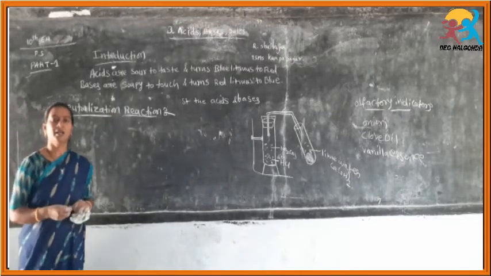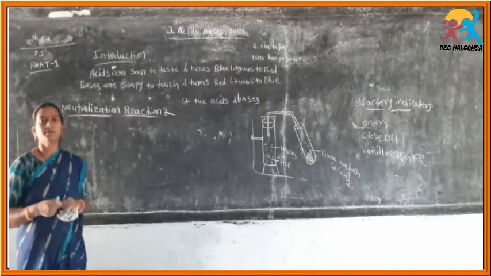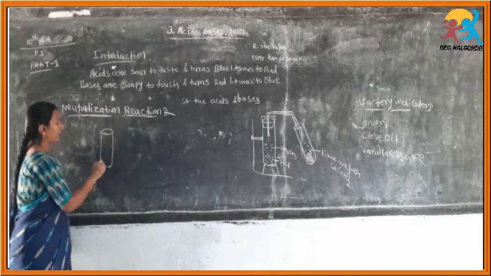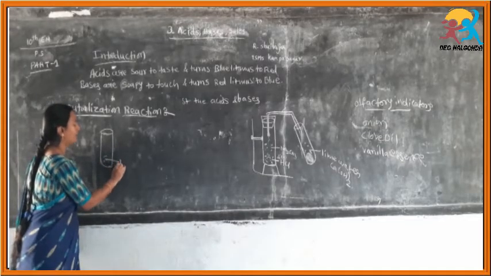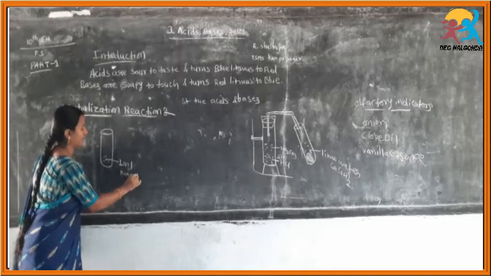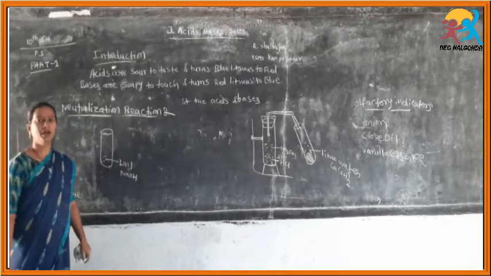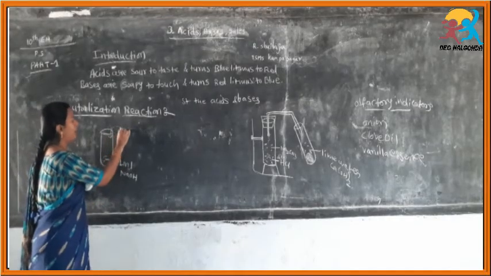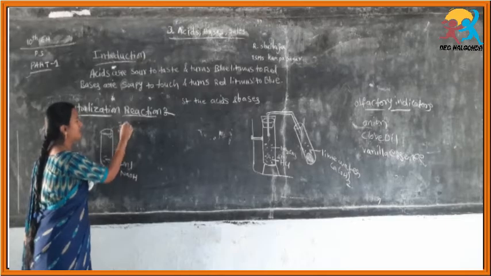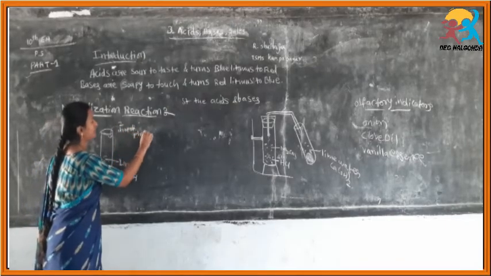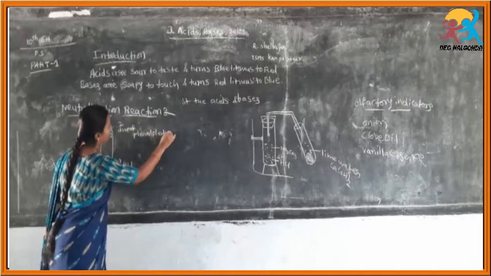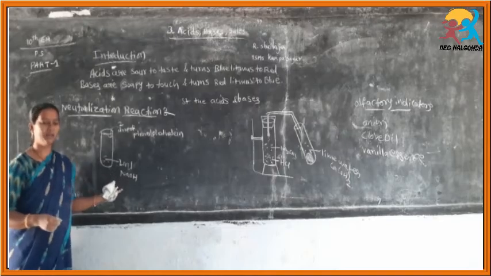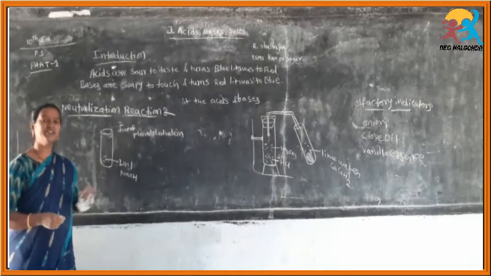Neutralization reaction. What does neutralization reaction mean? For example, take one test tube. In this test tube you take 2 ml of sodium hydroxide, NaOH. Next, you add 2 drops of phenolphthalein, drop by drop.